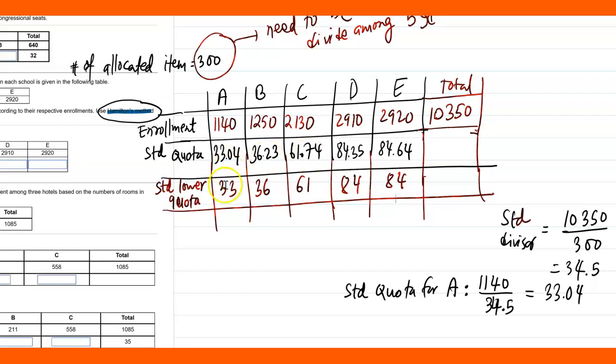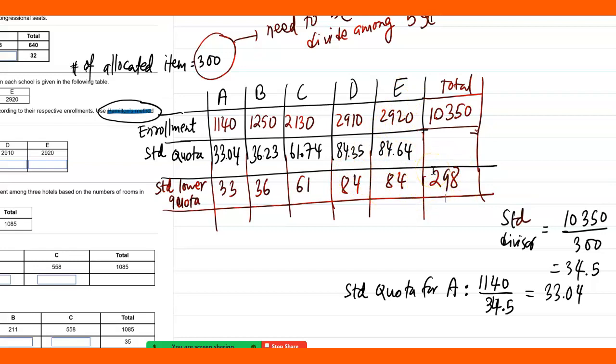Now, can you add 33 plus 36 plus 61 plus 84 plus 84? How much is the total going to be? I will add by myself, you guys add also. I get 298. Do you guys get 298? Yeah, I got 298. Pretty much A got 33 computers, B got 36, C got 61, D got 84, E got 84. Total number of computers divided is 298.